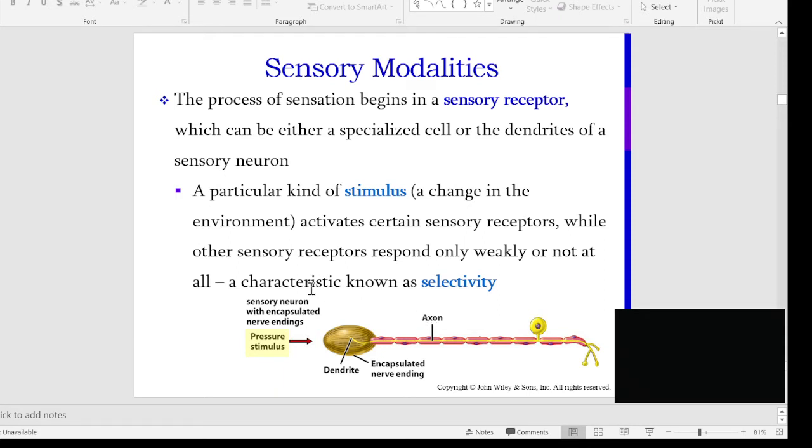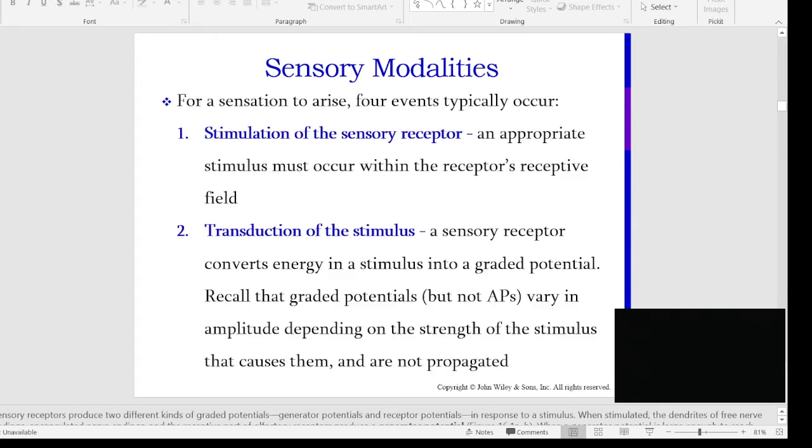So our sensory receptors have what is called selectivity. When you say selectivity, it knows how to choose which stimulus it will interpret. So specific receptors will detect specific stimuli. That is what we call discrimination.